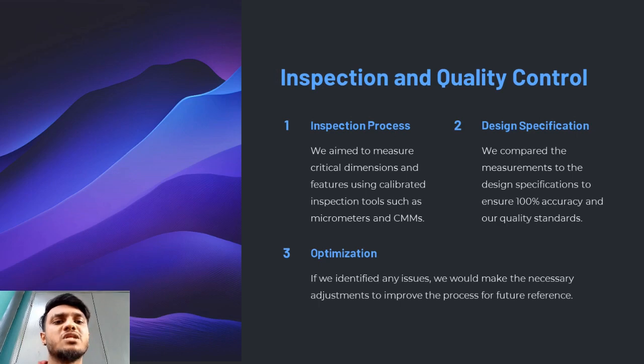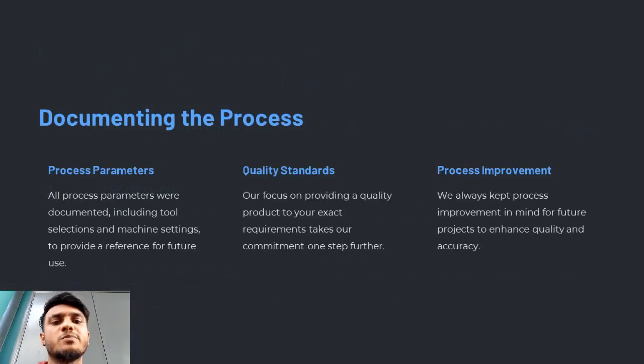Later on, after machining, we have to inspect and quality control our product, looking at surface roughness and measurements. Then we have to document the process, which is our process parameters, quality, and where it can be improved.